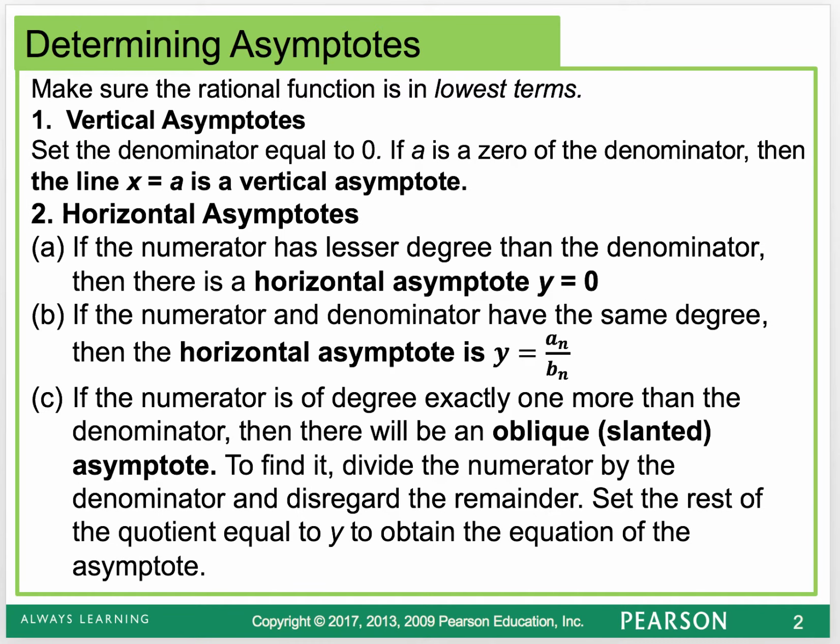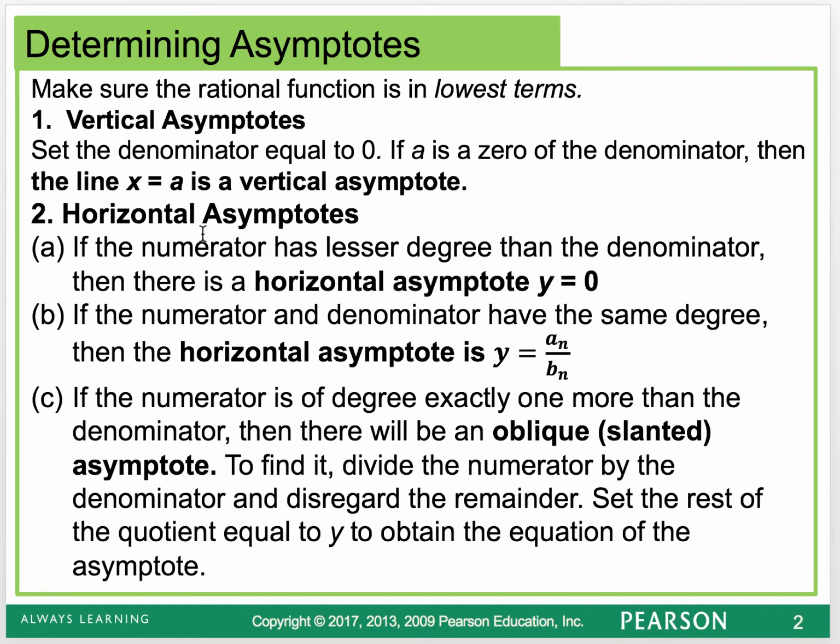Okay, so to determine asymptotes, if we're looking for the vertical asymptote, set the denominator equal to 0. Then the line x equals a is a vertical asymptote. And remember, this is just like when we were talking about the axis of symmetry. It's actually a line. So it doesn't make sense to say the vertical asymptote is 3, right? The vertical asymptote is the line x equals 3.